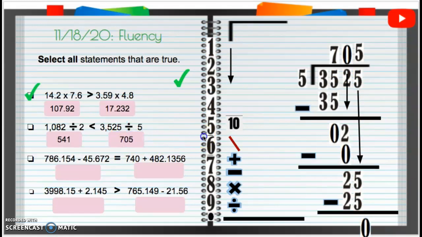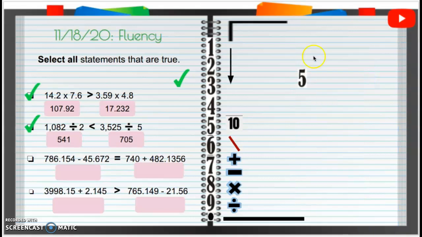Now, if we take a look at this over here, is 541 less than 705? Yeah, it is. Remember, bigger mouth eats the bigger number, and the bigger number is the 705 here. So that's also correct. Awesome sauce. All right, let's take a look at the next one. We're going to subtract and add and subtract.